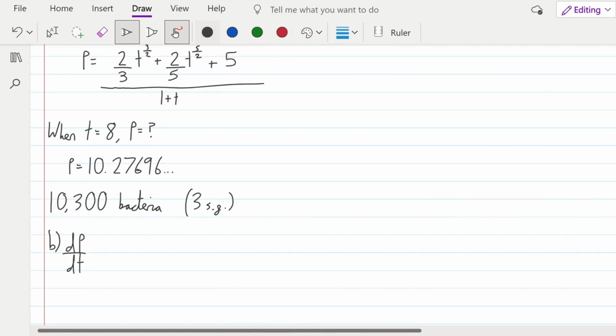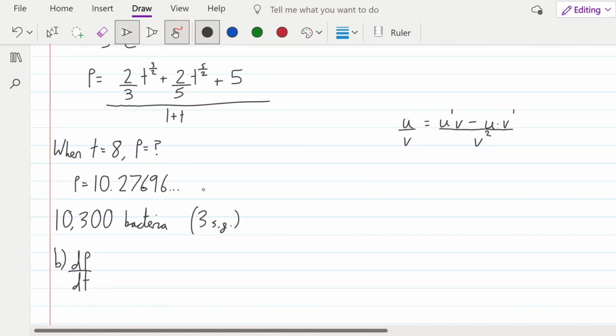So the quotient rule: if we had u over v, we would have the derivative of u times v minus u times the derivative of v, all over v squared. So to differentiate the numerator, 2 over 3 times 3 over 2 is just 1, and then you minus 1 from the power, so it's t to the half, plus 2 over 5 times 5 over 2, 1, minus 1 from the power, t to the 3 over 2, plus 5 differentiates to 0.